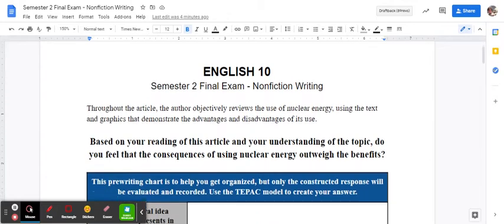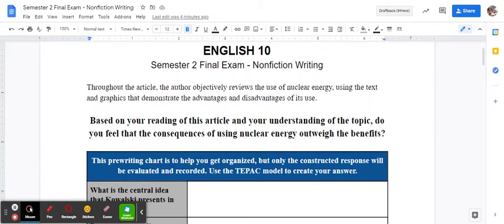Let's start with that. It says up here that the author was objectively reviewing the use of nuclear power, and again, that's because she wasn't using bias. She wasn't saying this is or this is or this is, right? She wasn't taking a position. So she's being very objective about it, right? She does present the advantages and disadvantages of nuclear power, as well as a brief explanation of how it works.